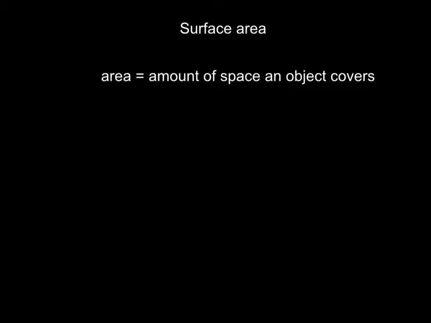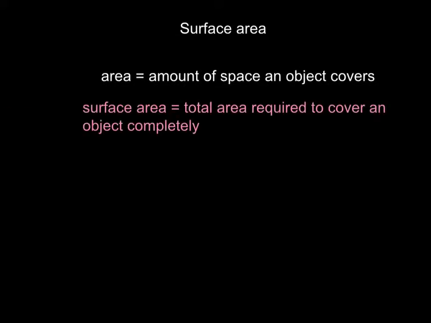The surface area of a 3D object is similar to the area of a 2D object. I like to think of area as the amount of space an object covers. The surface area, however, is the total area required to cover an object completely, like wrapping paper. The concept with finding the surface area for all 3D objects is pretty much the same.